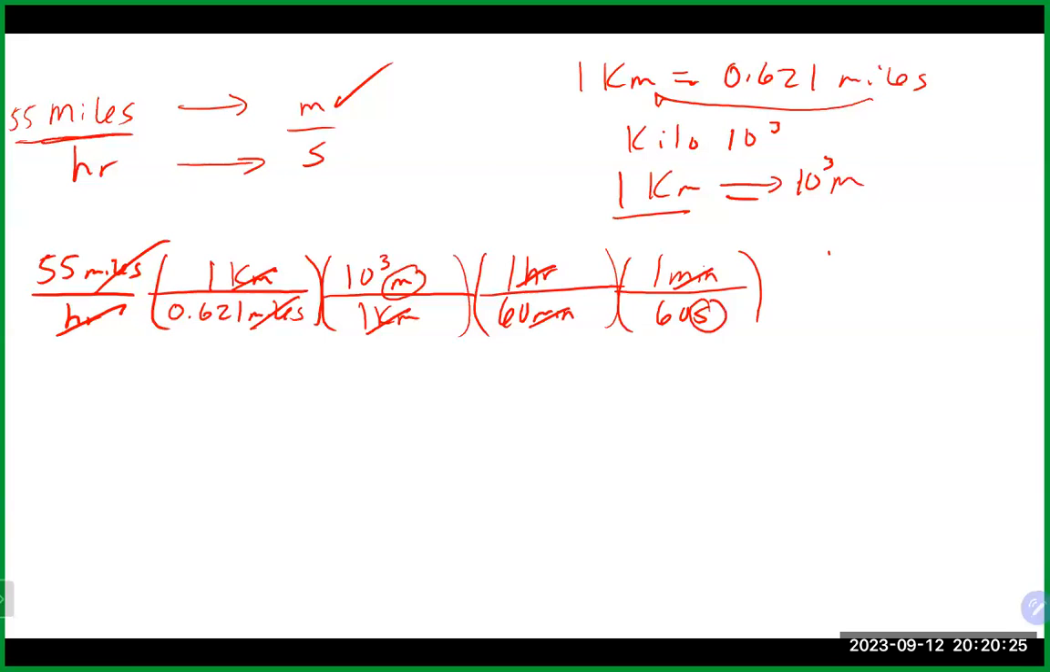Now I'm going to multiply everything on top, which is basically 55 times 1 times 10 to the 3. We come back and divide by 0.621, hit equals, divide by 60, hit equals, divide by 60, hit equals. And that will get us 24.6 meters per second as our answer.